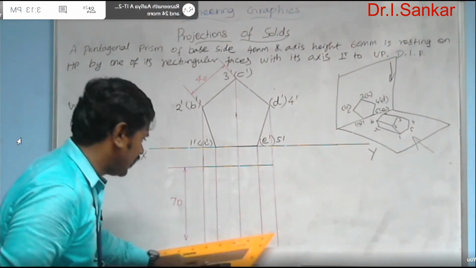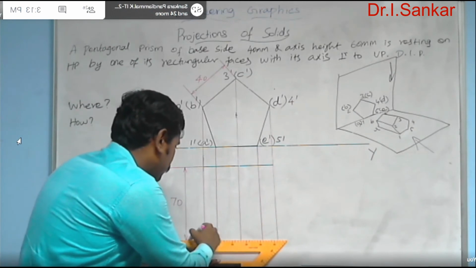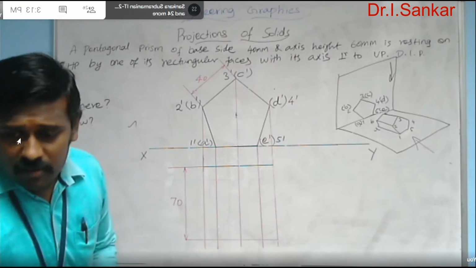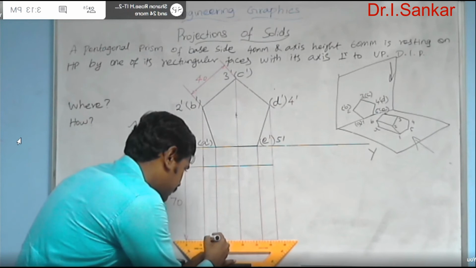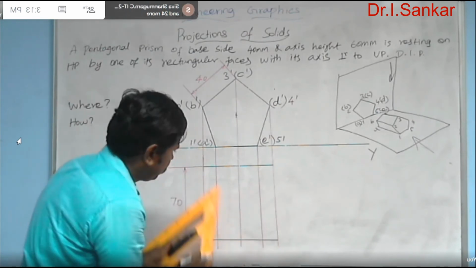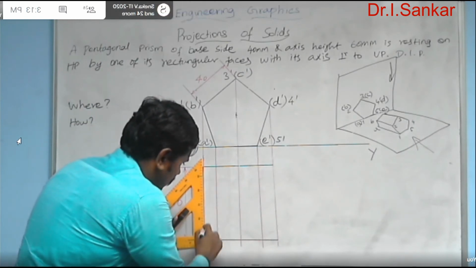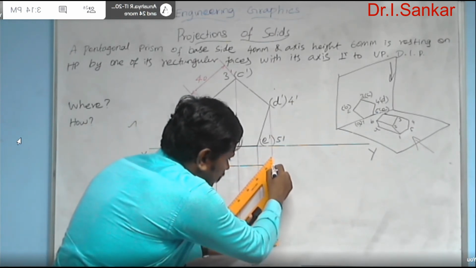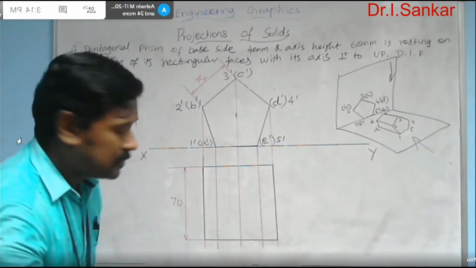The axis height of the solid is 70 mm. So up to this much the solid body is there. Now you need to close it by drawing the face at the outermost edges. I told you in the last class, the outermost edges are definitely visible edges only. The outermost edges are definitely visible edges in all sides.